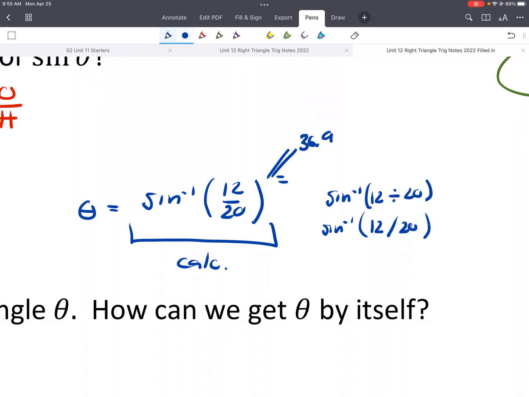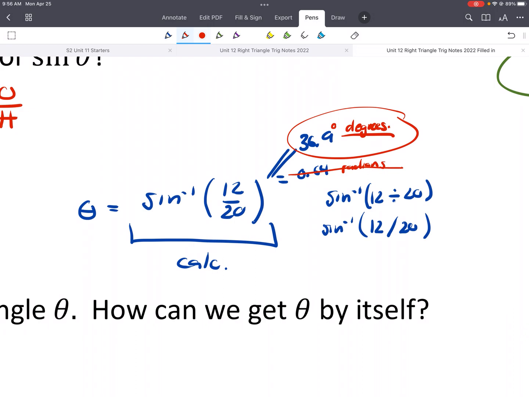So you might have gotten 0.64 if you round to 2 decimal places. The reason why is this is in what's called degrees, and you've done everything so far in degrees. And this is a different unit called radians, and we are not using that for this unit. You'll learn that next year. So we need to make sure it's in degree mode.